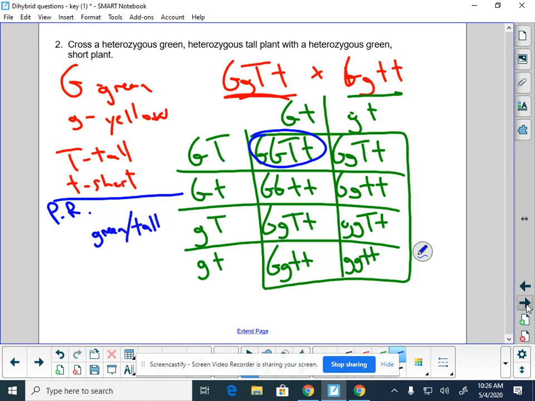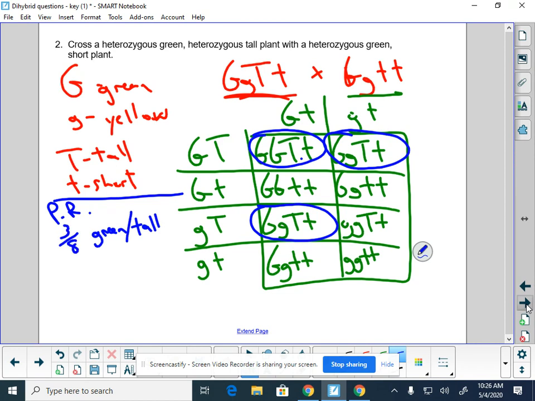And let's see how many green and talls we have. So there is one green and tall. There's two greens and talls. I'm looking for at least one big of each letter. There's another one, big of each letter. So it looks like I've got 3/8 green and tall.